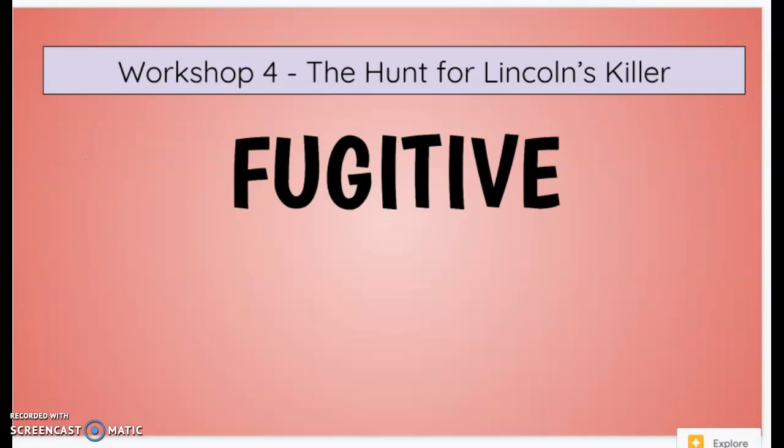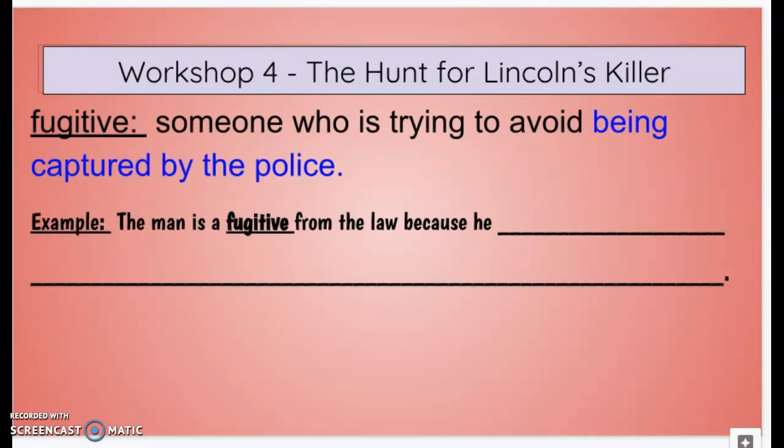And your last word is fugitive. And the definition of fugitive is someone who is trying to avoid being captured by the police. And for your example, I want you to finish, the man is a fugitive from the law because he did what? Okay. And again, remember, like I said, you're going to have to pause this recording to finish these pages.